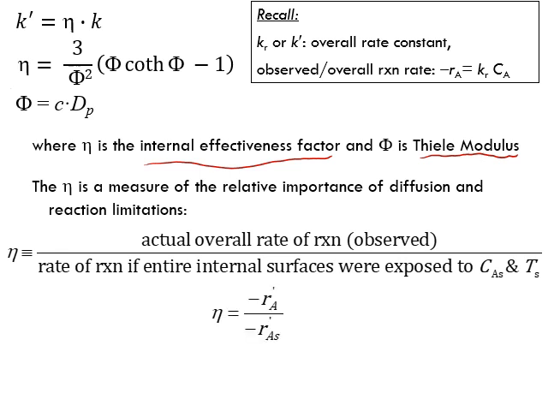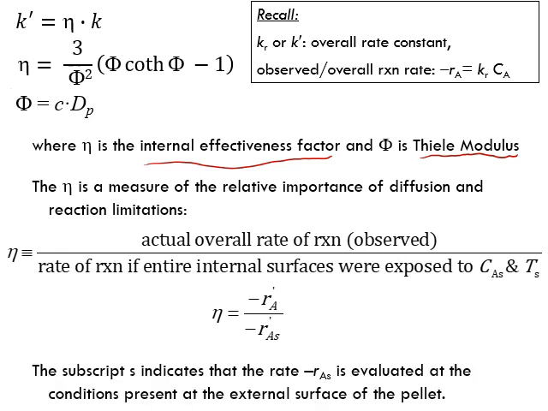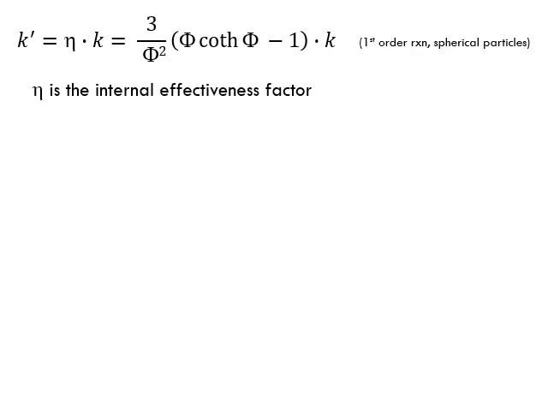So it can be written as eta equals minus Ra prime, this is the overall rate of reaction, divided by minus Ra prime S, meaning the rate of reaction at the surface. The subscript S indicates that the rate minus RAS is evaluated at the conditions present at the external surface of the pellet. So we said K prime equals eta times K, and we know what the equation of eta is. It's given, and eta is the internal effectiveness factor.